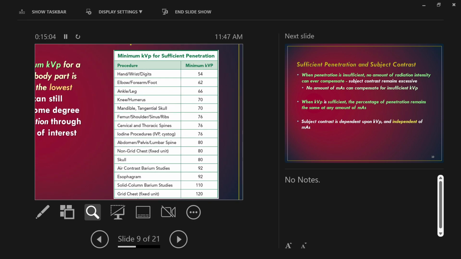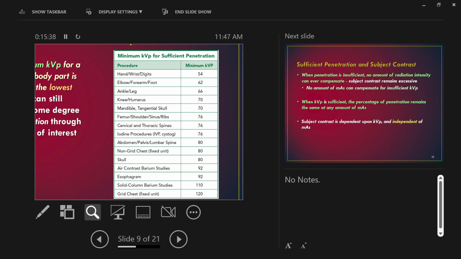So let's take a look at these. These are not the optimum kVs. These are the minimum necessary, right? When you do a hand, wrist, digits, 54 for those structures. What do we usually set for a hand? 65, 70, 60 is what I'll normally set, right? Those are all above the minimum. Really, nobody's setting 50 kV for a hand because it's below the minimum necessary to penetrate the hand. It's close, but it's not that close.